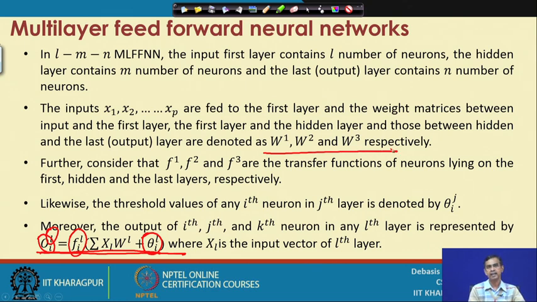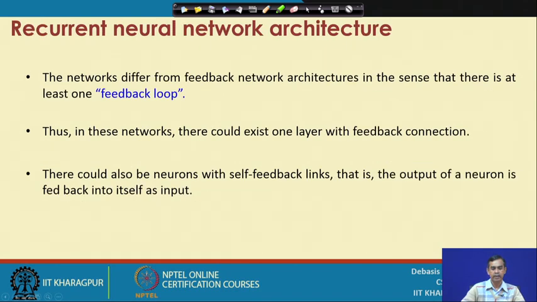So, just like a single layer feed forward network modeled using only one weighting matrix, this one will be modeled using 3 different weighting matrices, along with a series of transfer functions and threshold values, a large collection of transfer functions and thresholding values. So, modeling will be a little bit more complex than the single layer feed forward network in the case of the multi-layer feed forward neural network. This is the idea about the multi-layer feed forward neural network.